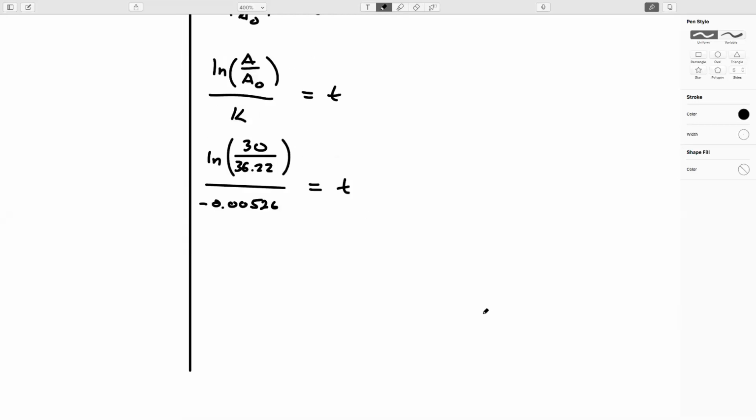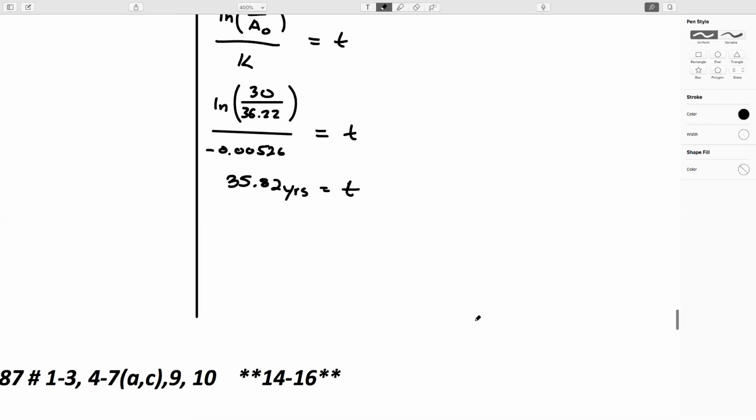And then we just have to put that in our calculator. What we end up with is 35.82 years. If we add this to our initial starting point, so 1999 plus 35.82, that's going to get us 2034.82.